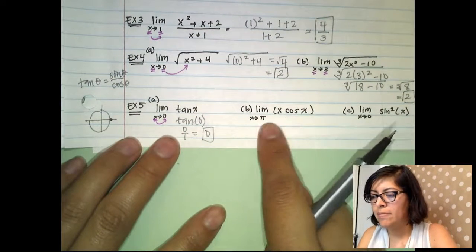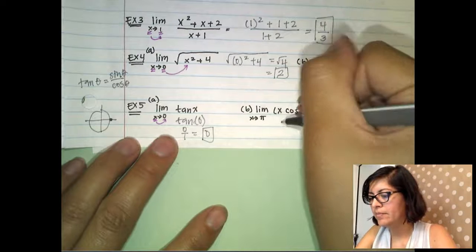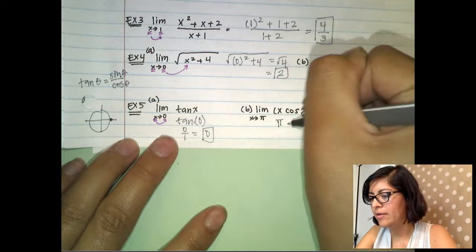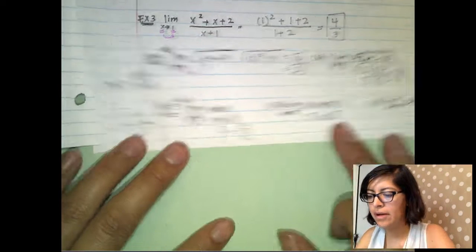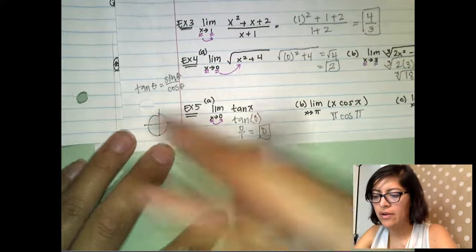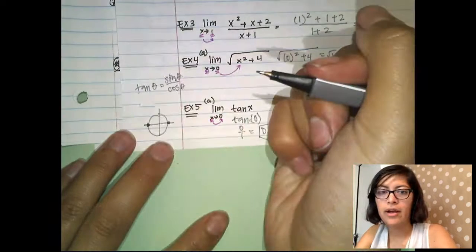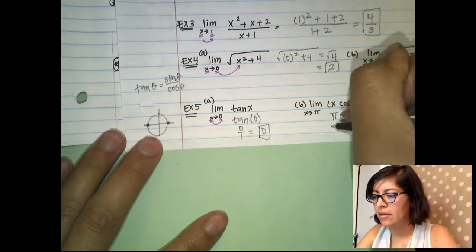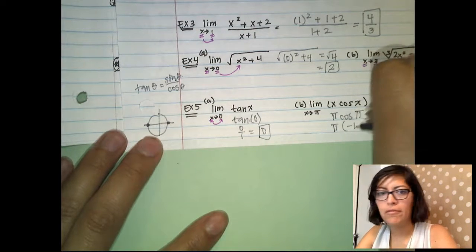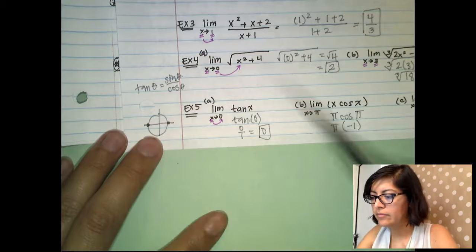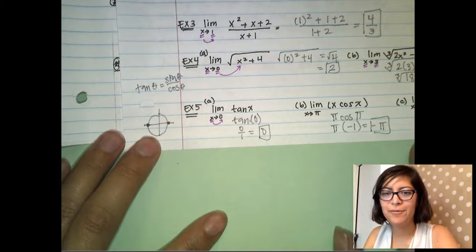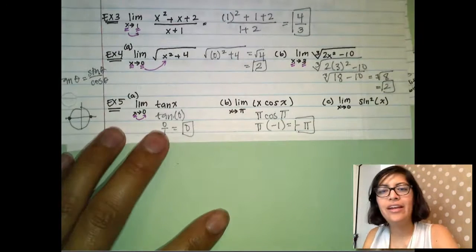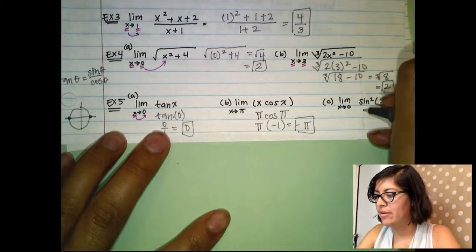Okay, let's look at this one, pi. So plug in pi, cosine of pi. Let's look at the cosine of pi. Over here, remember, cosine values are x values. So this is going to be pi times -1, which is going to be negative pi. Beautiful, nothing weird happened.